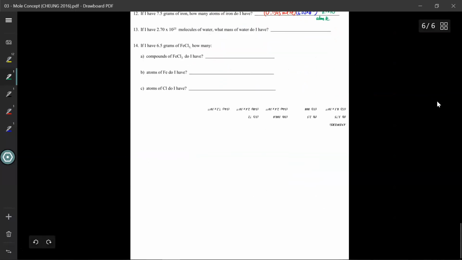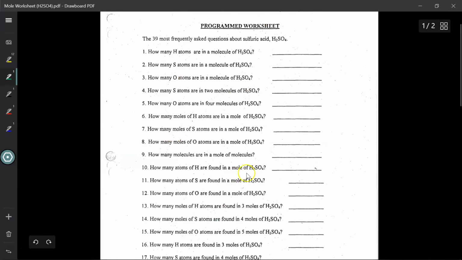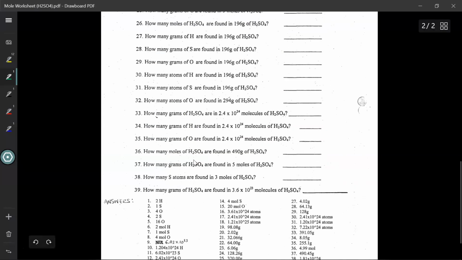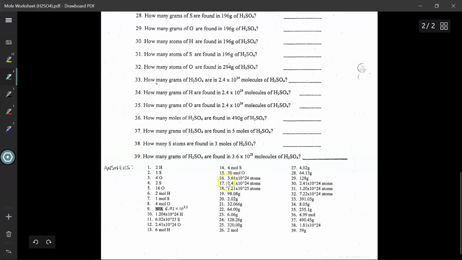Make sure you double check your answers. If you want even more practice, I recommend this worksheet over here. Answers again are on the back, so please make sure you double check your work. There's no point, again, doing everything only to find out you're all wrong at the very end.